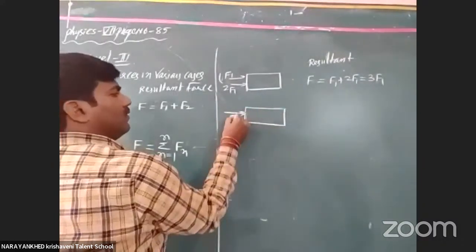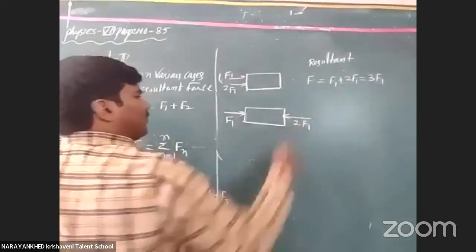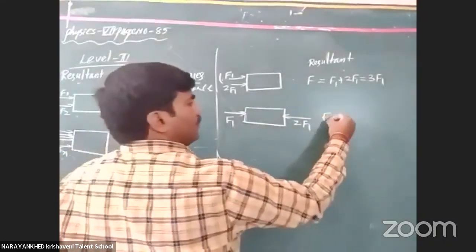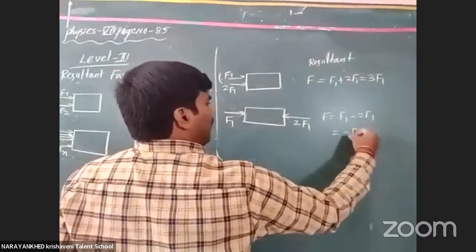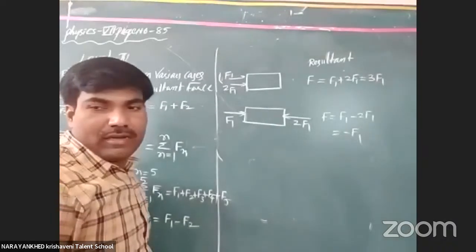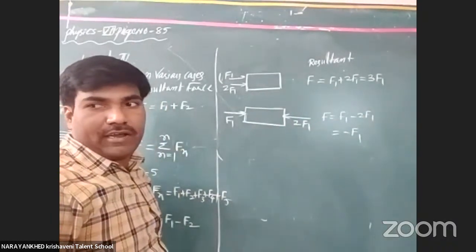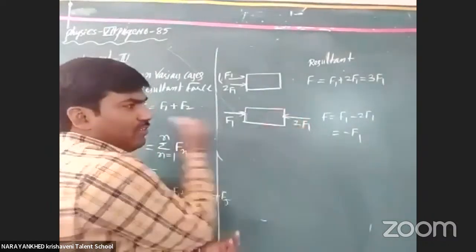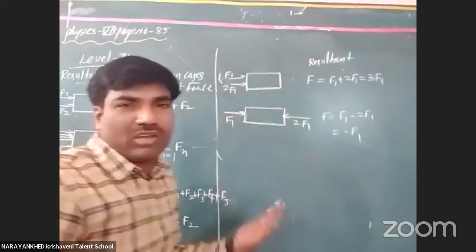And here I am taking like this. This is F1, this is minus 2F1. What does it become? F1 minus 2F1 becomes minus F1. Got it or not? The resultant is F1 minus 2F1. Clear or not? In the minus direction, in which direction does the body move? This direction. They may ask a question like that.